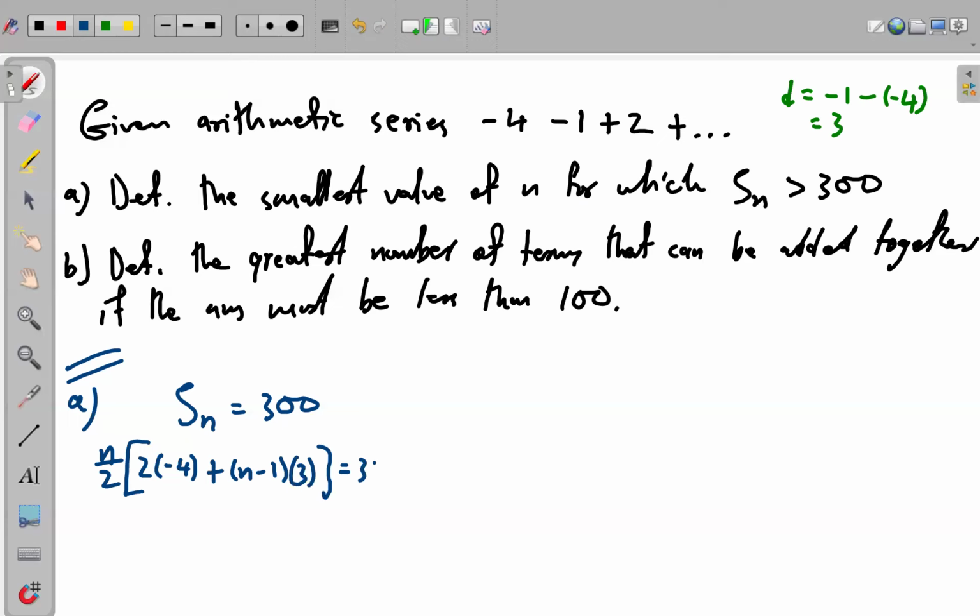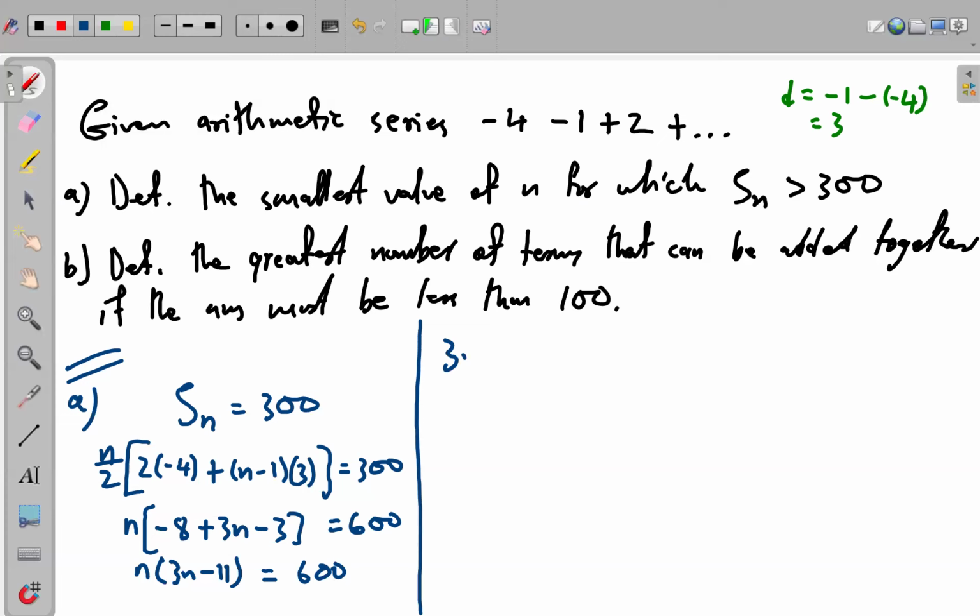And this is equivalent to 300. Once again, I want to get rid of fractions, so I will write this as n into -8. I'm just simplifying what is inside the brackets, and I will multiply by 2 to have 600 here, and I'm going to add like terms inside the brackets. That's a -11. I don't know why I have a -3n there. It should be positive. So I'll have 3n minus 11, and I'm multiplying this by n. This is equal to 600. Look at this, I've got another quadratic equation coming up: 3n squared minus 11n minus 600 is equal to 0.